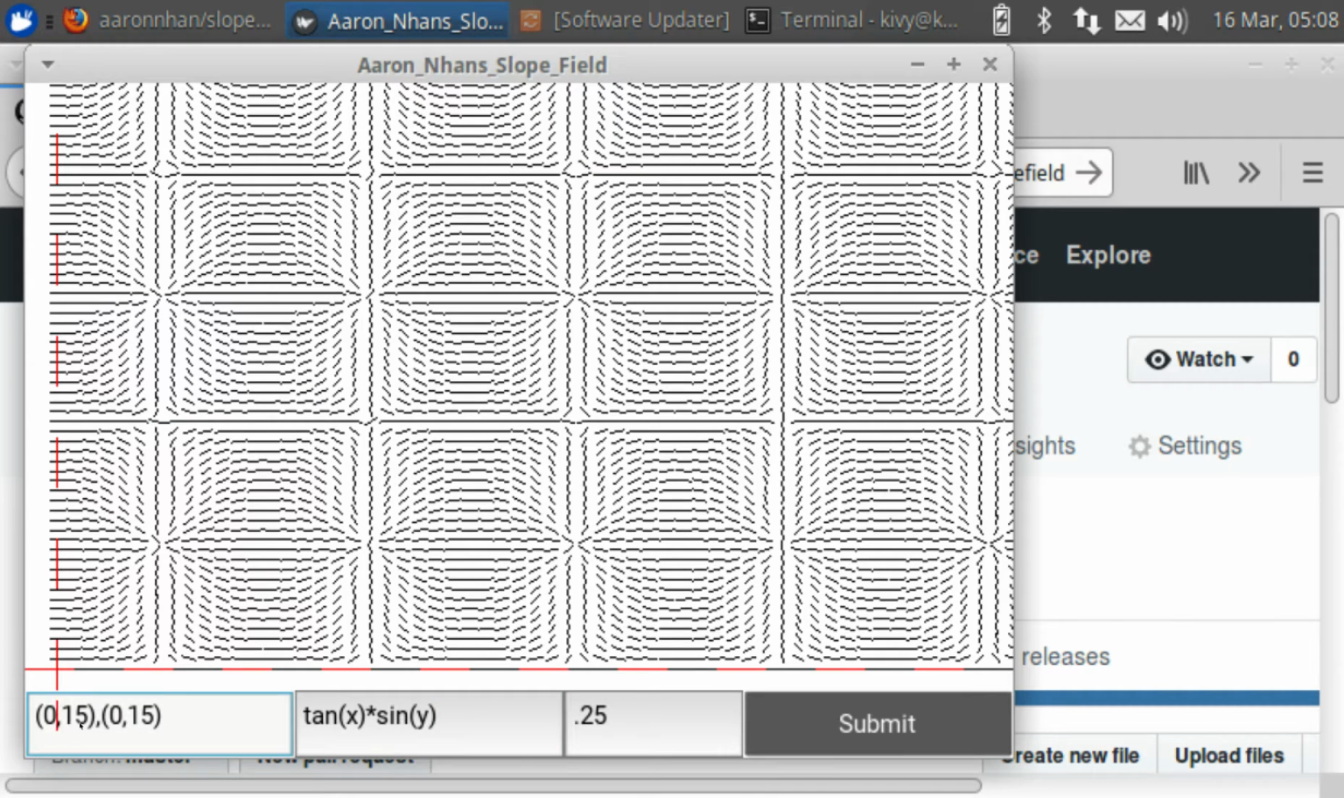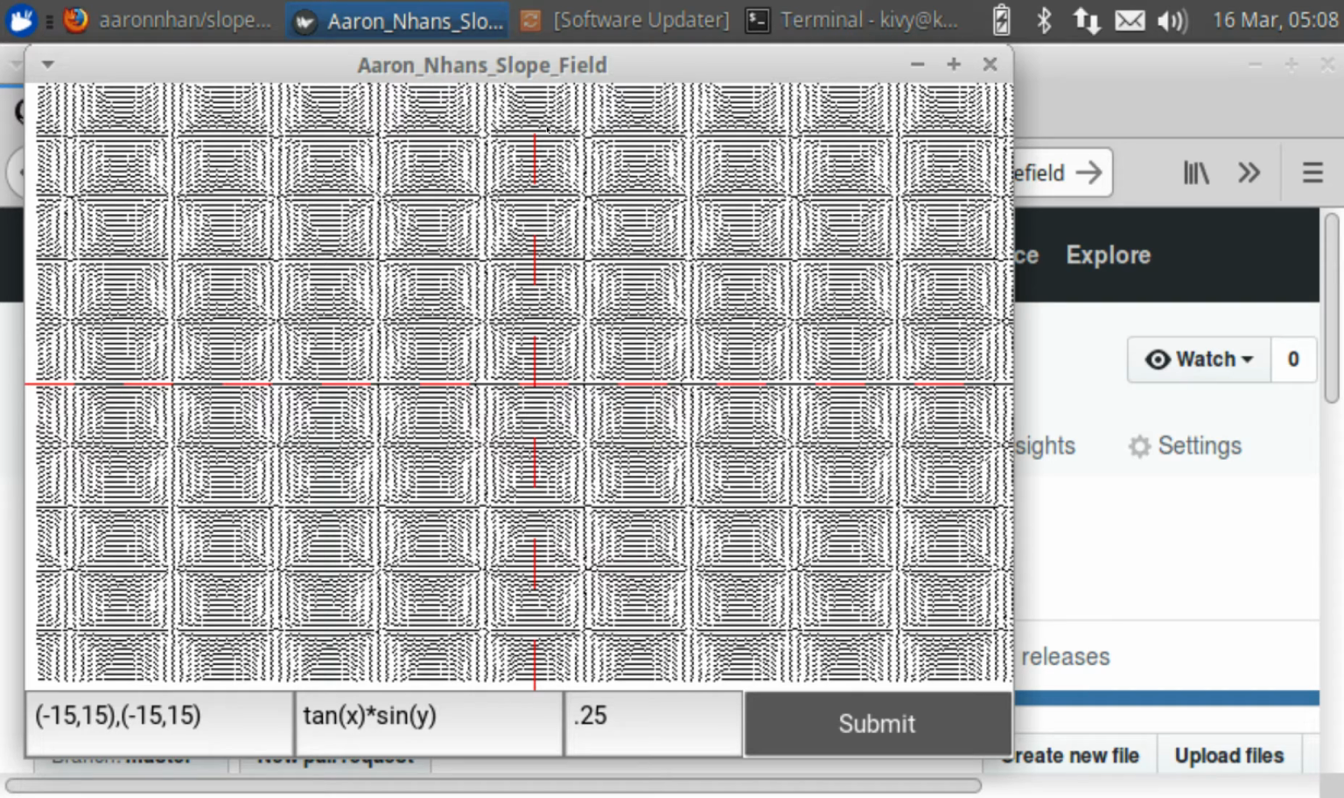So what this application does is this first box determines the bounds of the window. This is set on the first quadrant right now. The x coordinates are from 0 to 15, and the y coordinates are from 0 to 15. You can make it a box or a square, or negative 15. And then the red lines are the axes, which makes it easier to orient yourself.